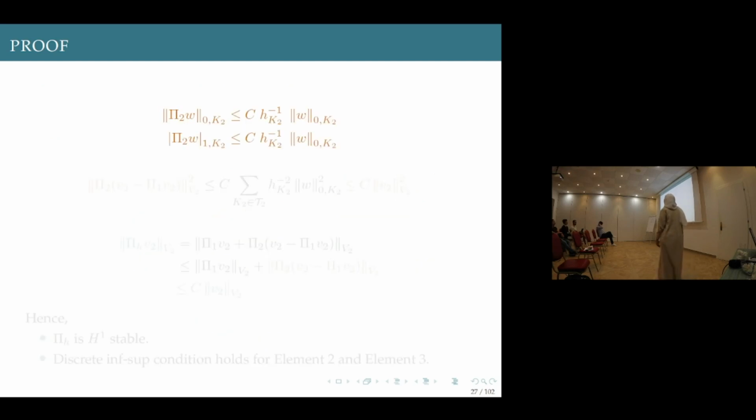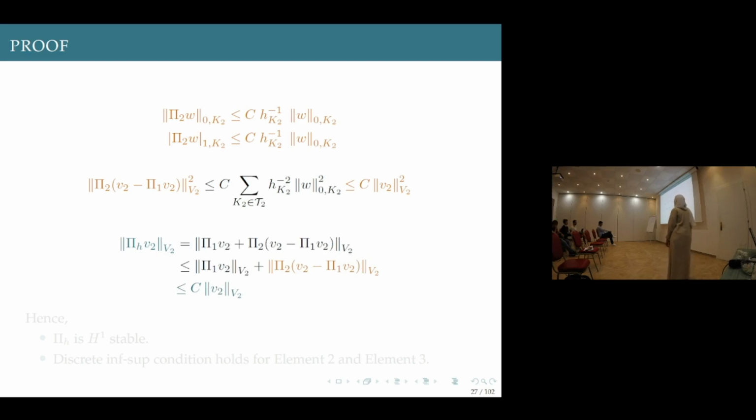Now we have two pieces. We will glue them together in order to find the H1 norm of pi 2 w, which is nothing but the sum of those two. And this w, if you remember, is v2 minus pi 1 v2, where pi 1 is the Clement operator. So the Clement operator satisfies this bound in here, that the sum of h to the minus 2 times the L2 norm of v2 minus pi 1 v2 squared is less than or equal to the H1 norm of v2 squared.